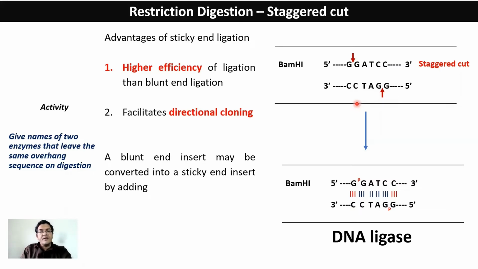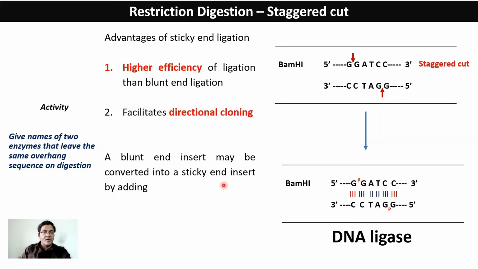In case you have a blunt end insert, and many times what is happening is that your DNA of interest or your gene of interest or your insert is being generated by PCR amplification. So when you do a PCR amplification, obviously what you're going to get is a blunt end DNA molecule. So this blunt end DNA molecule may not very efficiently ligate with its vector. And what we want to do is to ensure that the ligation happens with very high efficiency. And for that, it is important that this blunt end insert is converted into a sticky end insert. And this can be done by several strategies.